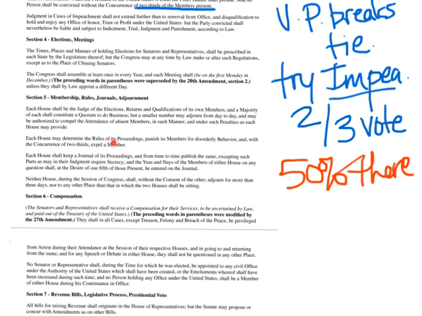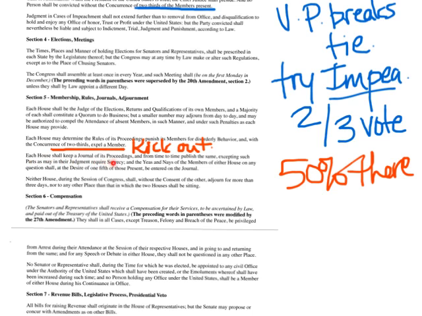Each house may determine the rules of its proceedings, so they can determine how they're going to do things. They can punish members for disorderly behavior, however they want. And with the concurrence of 2/3, may expel a member. So they can kick someone out. If they don't like a representative and 2/3 of them vote to kick one of them out, they can kick one of them out.